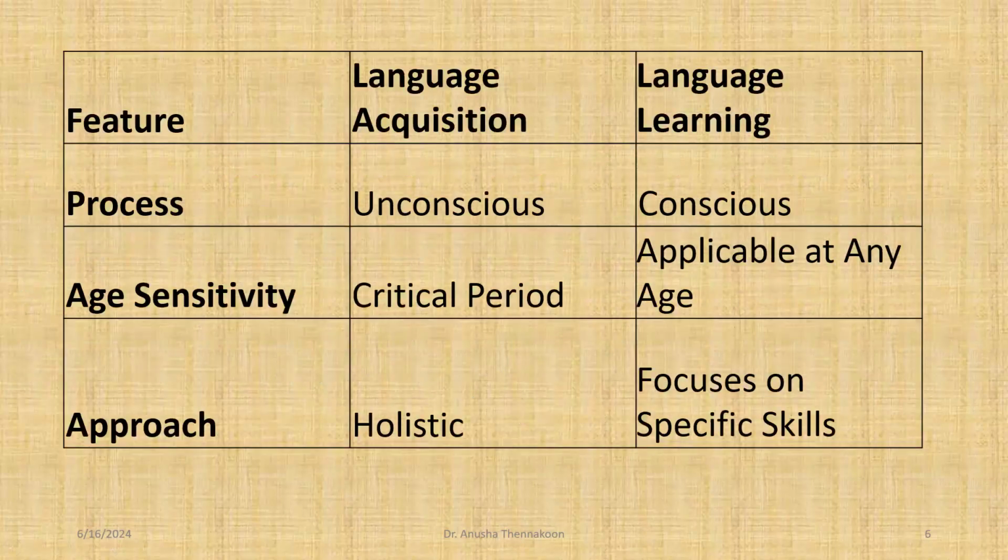Then finally we discussed the differences between language acquisition and language learning. So you can remember, language acquisition is an unconscious process. We don't know that language is acquired. Language learning is a conscious process. And for language acquisition, there is an ideal period called critical period. But for language learning, it's not like that. A language can be learned at any age. When it comes to approach, language acquisition comes under holistic approach. Language learning is focusing on specific skills.